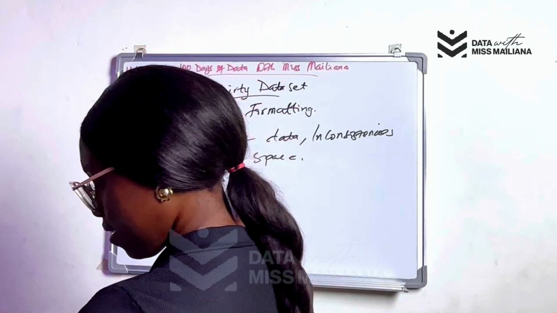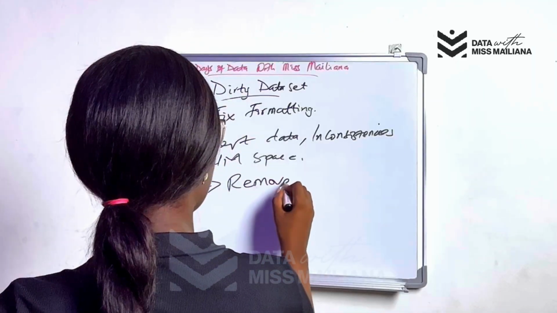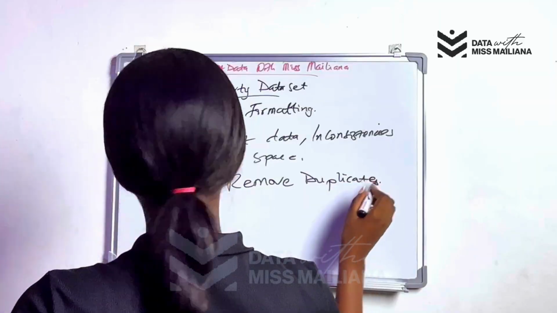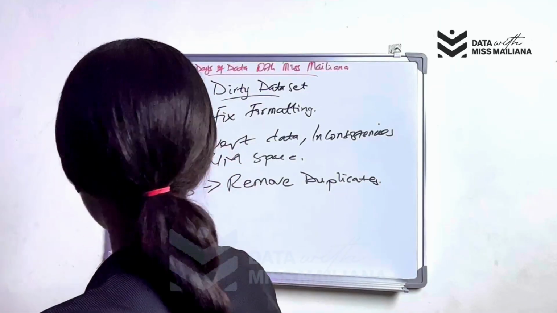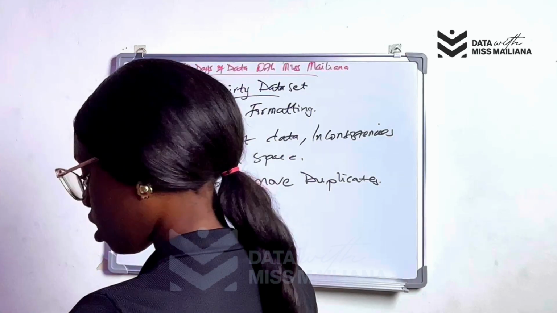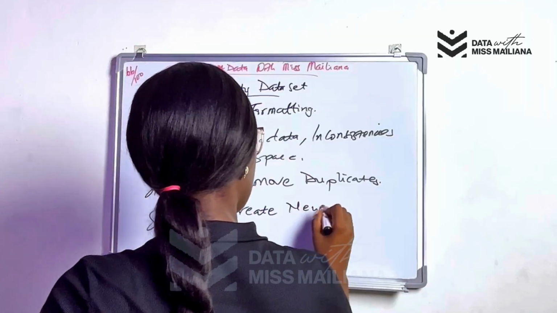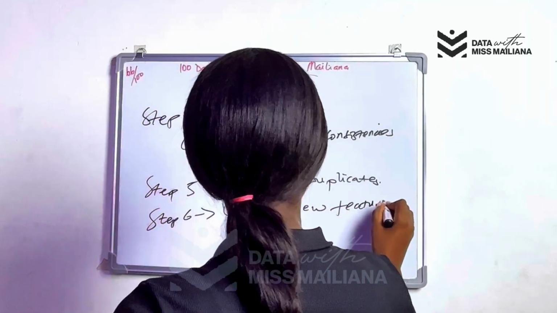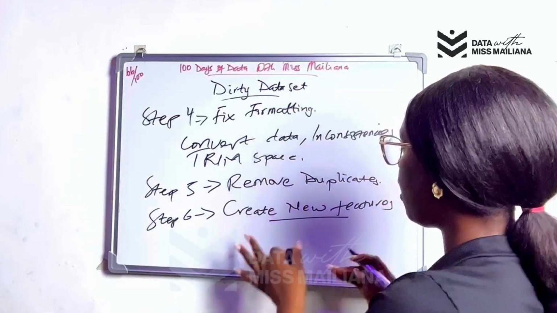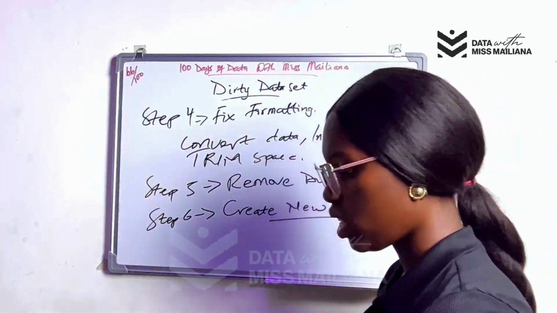Step number 5 is removing duplicates. Okay, and step number 6 is you create new features. We've spoken about feature engineering already, so I'm not going to talk about that here. Removing duplicates is, as always, a thing we do here.